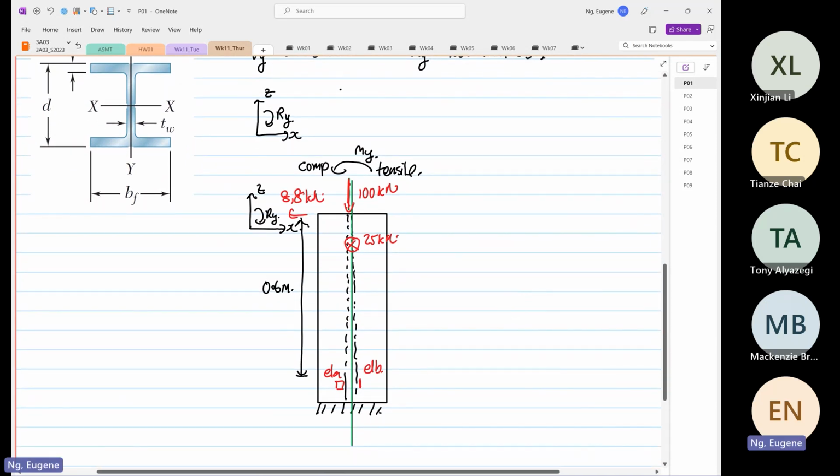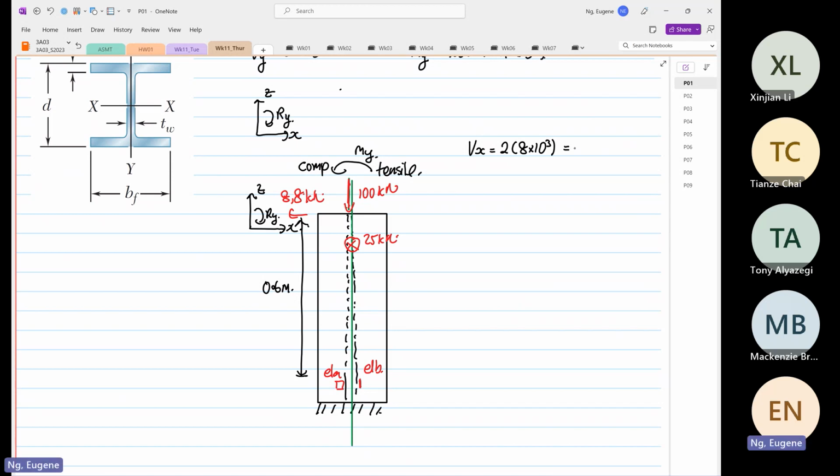this view, the x and z plane. So we know that we have a Vx, which is equal to twice 8 times 10 to the power 3 Newton. So it's equal to 16 times 10 to the power 3 Newton. So the formula we're going to use on the element is Vx Qy over Iyy t, right?